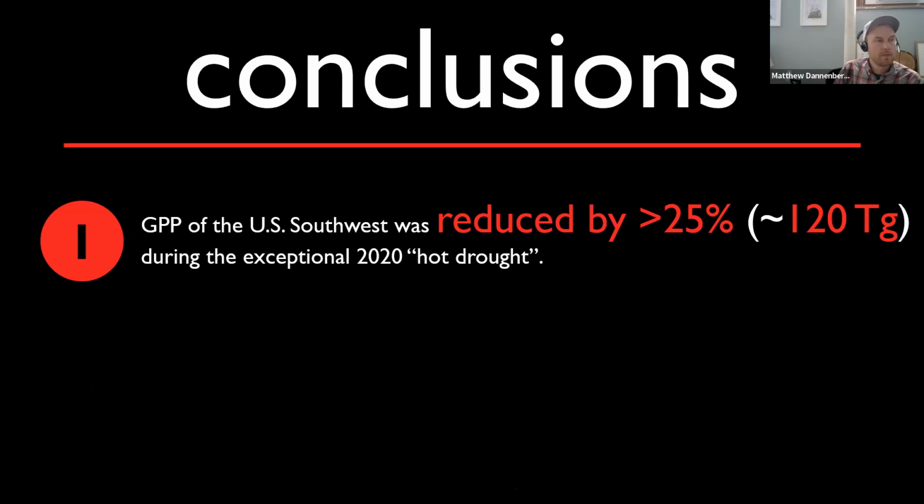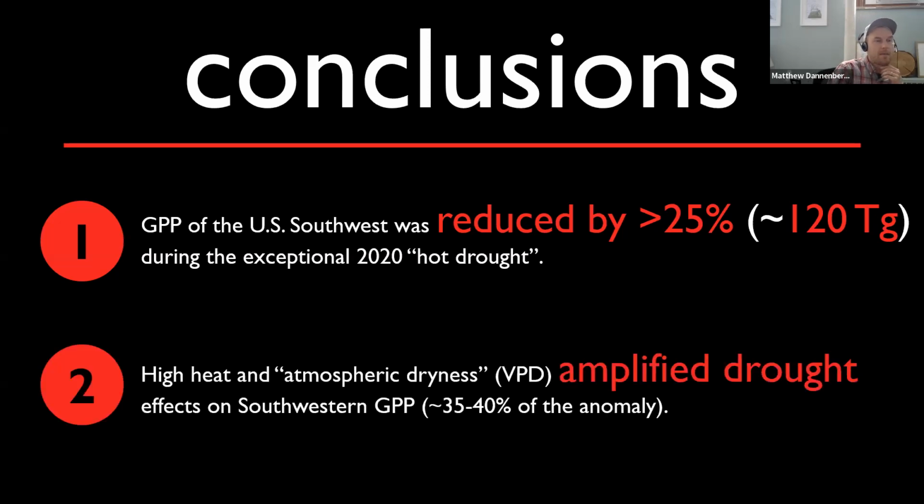However, in conclusion, what we found is that during that 2020 hot drought in the Southwest, gross primary production was reduced by at least 25%, probably more than that, considering how much SMAP underestimates the tower observed loss of primary production. And most of that primary production loss was coming from low soil moisture, but it was pretty substantially amplified by the high vapor pressure deficit, and to some extent by the high air temperatures that are characteristic of a hot drought. And with that, I will close.